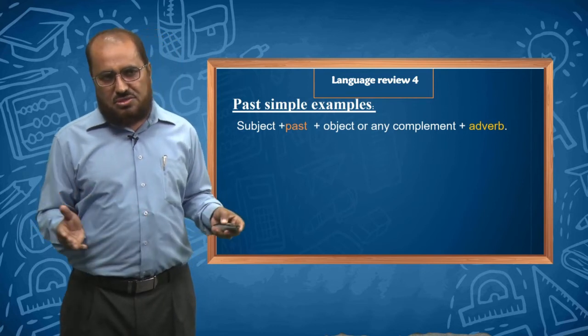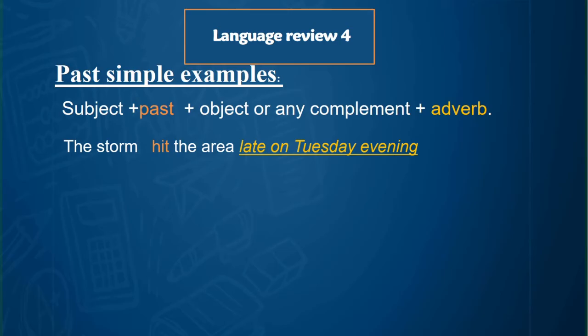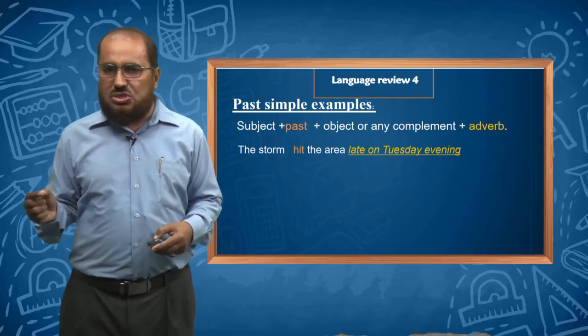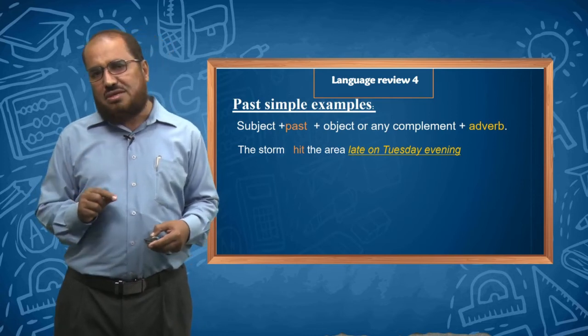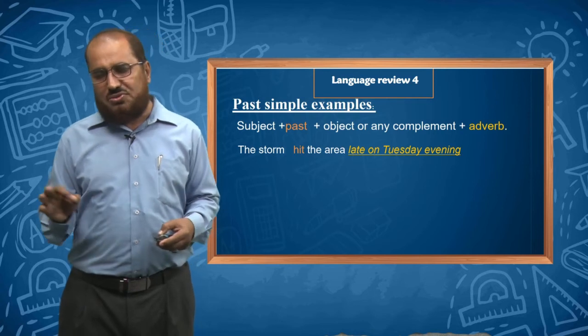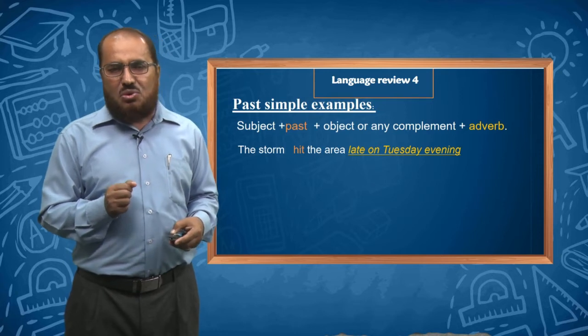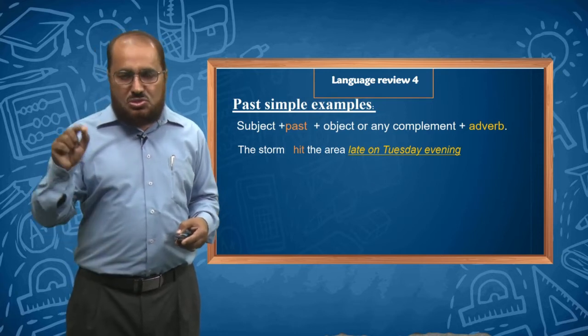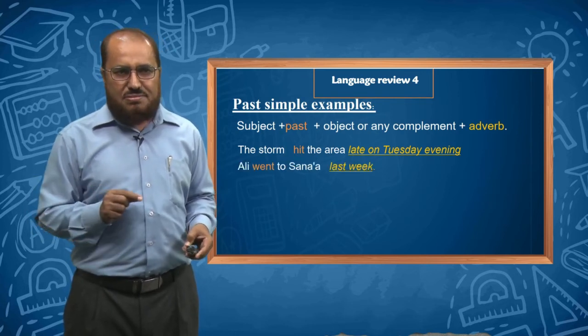Subject, sure, this is the structure here. Past verb plus object or any complement, then the adverb that tells exactly when the action happened. First example. The storm hit the area late on Tuesday evening. Hit, okay? And by the way, this verb hit is the same in all three forms. Hit here means past simple. Why is it past? Because late on Tuesday evening tells us when the storm hit the area.